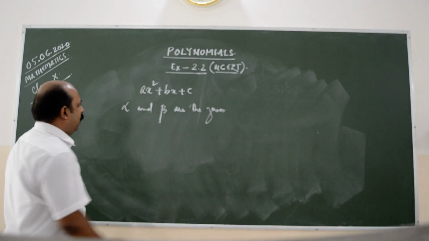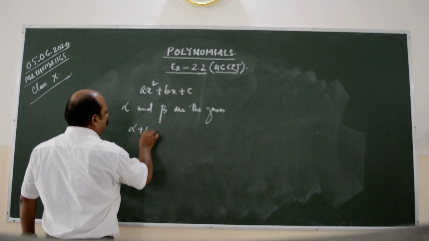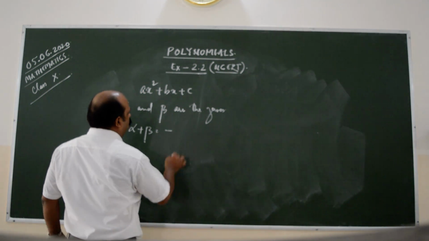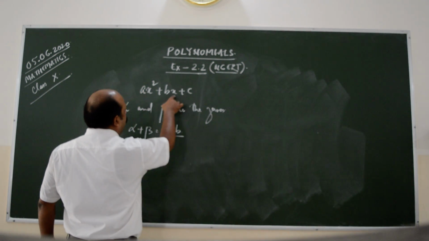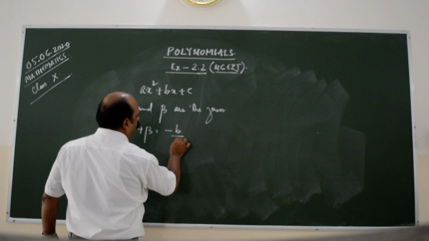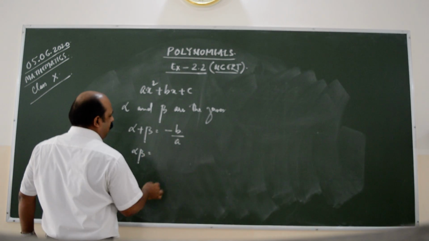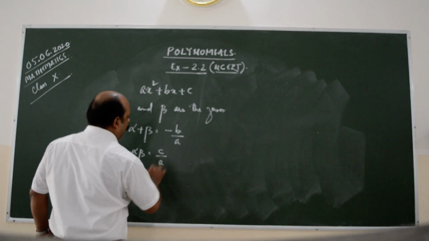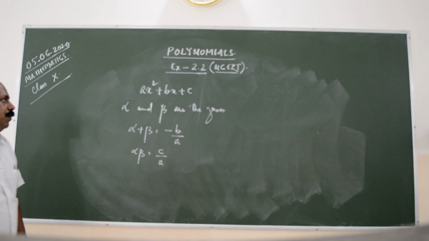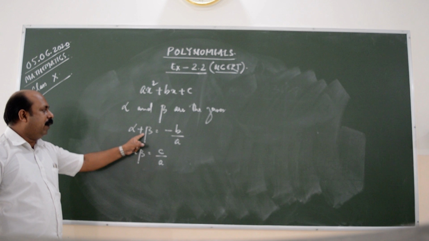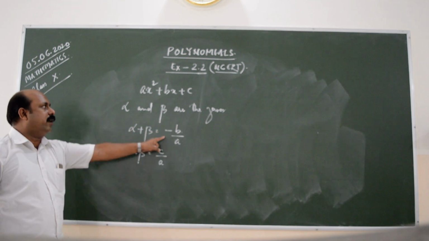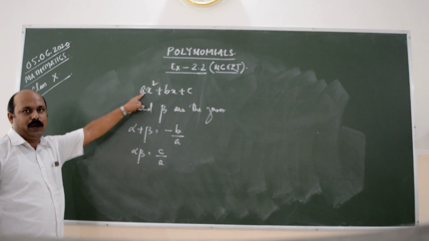of this polynomial, then sum of the zeros is equal to minus coefficient of x by coefficient of x square, and the product of the zeros is equal to constant term by coefficient of x square. So this is the relation between zeros and coefficients of a given quadratic polynomial.